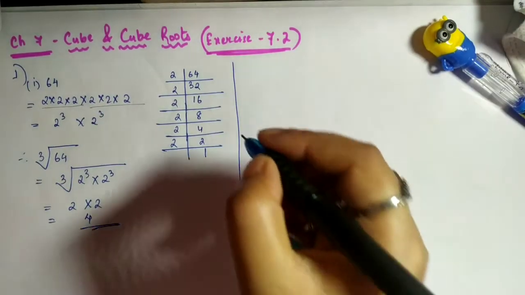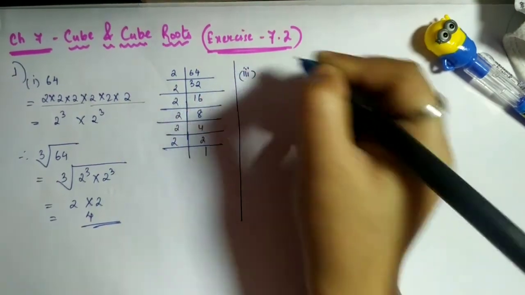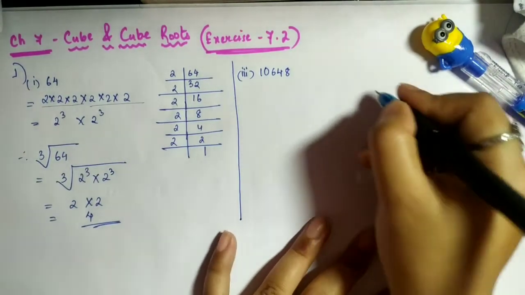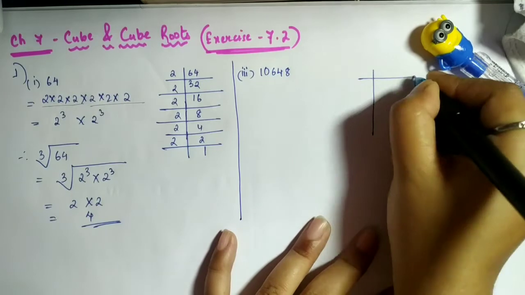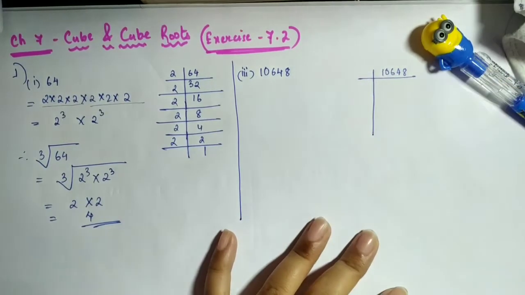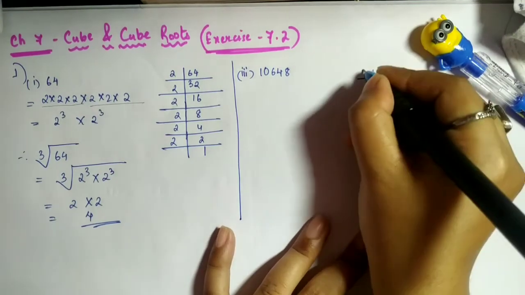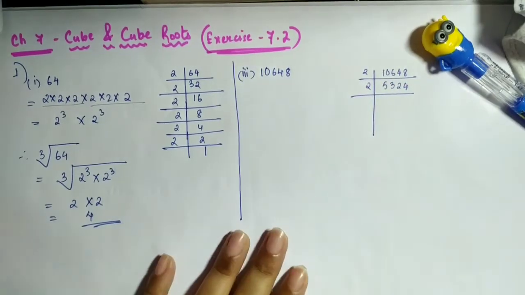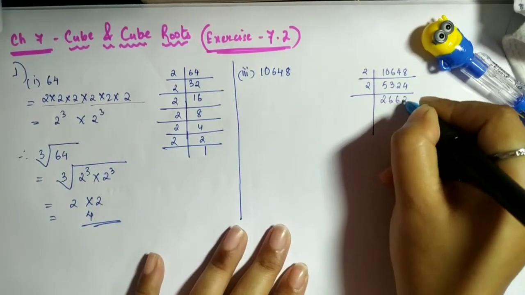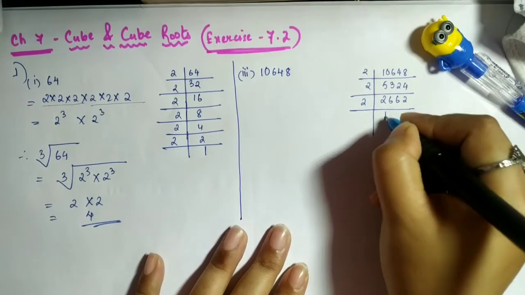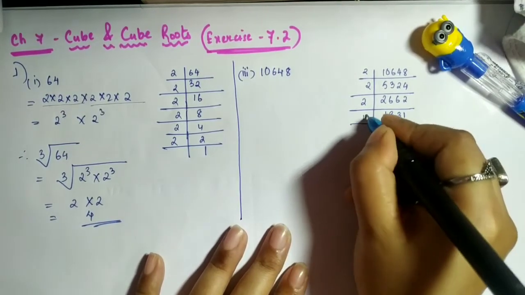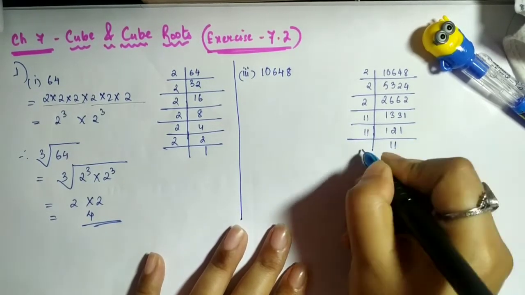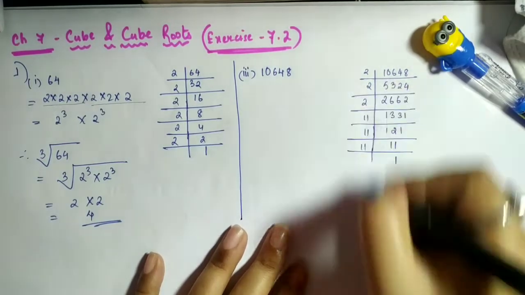Now let's move on to the next question. I'll be showing you number 3. In question number 3, the number is 10648. So first we'll factorize the number. 10648, it goes by 2. You will get 5324, again by 2, 2662, again by 2, I'll get 1331. Now this number goes by 11. If you check, it doesn't go by 3 or 2. 11, 11 and 1. Now these are the factors, so I'll write it down.